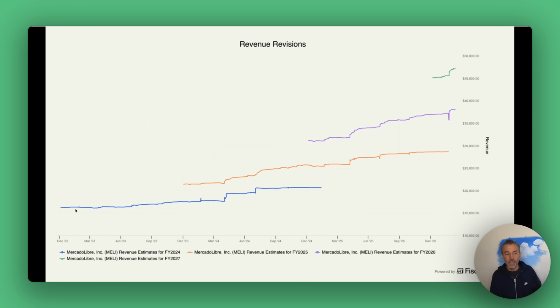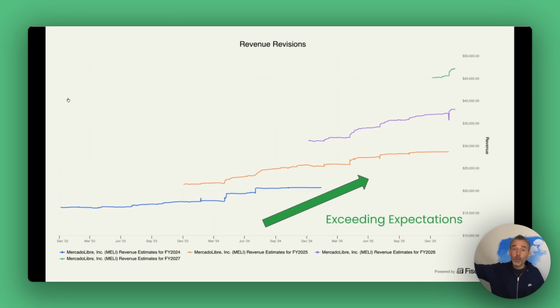Let me tell you what you're seeing here, because you're going to see this a couple times. For instance, this blue line at the bottom shows what analysts were estimating Mercado Libre would do in revenue in 2024. If you look all the way on the left where it starts, they were estimating the company would do about $15 billion in revenue. If you look all the way to the right for that blue line, they ended the year with about $20 billion in revenue. The bottom line is that analysts continually had to revise their estimates up. The company continually exceeded analyst estimations.